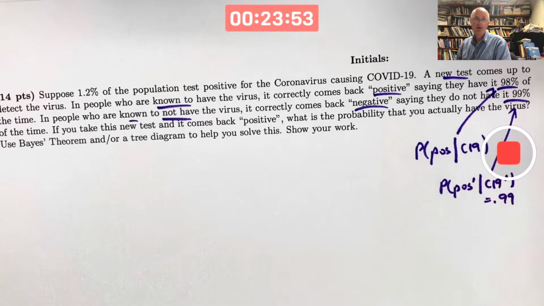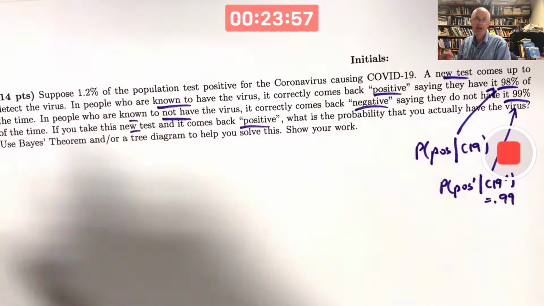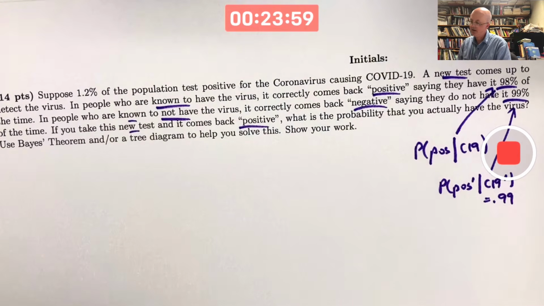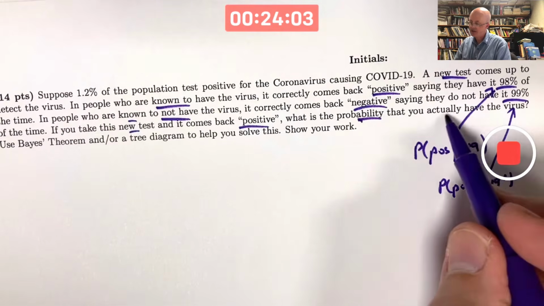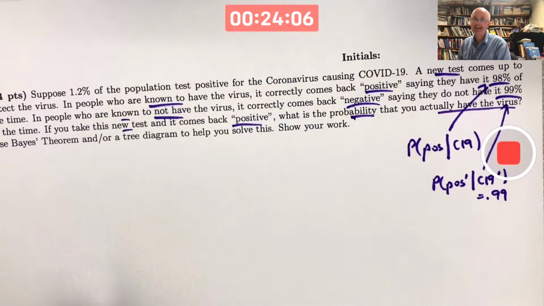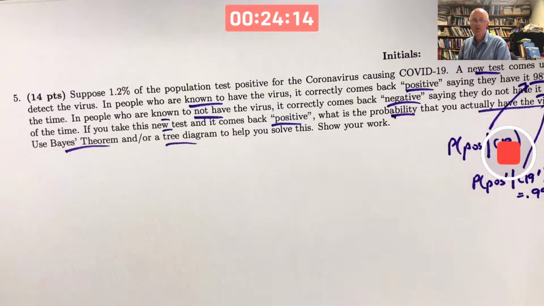But that's not what we want to know. We want to know if you take the new test and it comes back positive, saying you have COVID-19, the virus at least, what is the probability that you actually do have the virus? It's not 99%, it's not 98%. Okay, it's something different. I gave them the hint to use Bayes' theorem or a tree diagram to help you solve this, but you should be able to solve it even if you didn't get that hint.